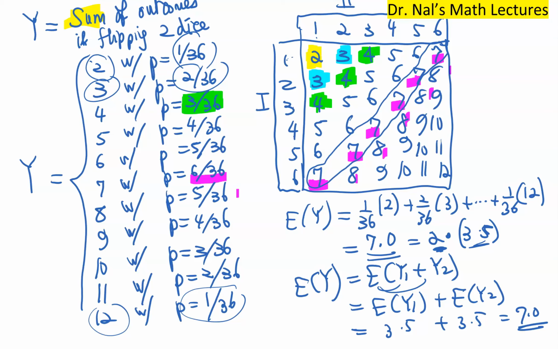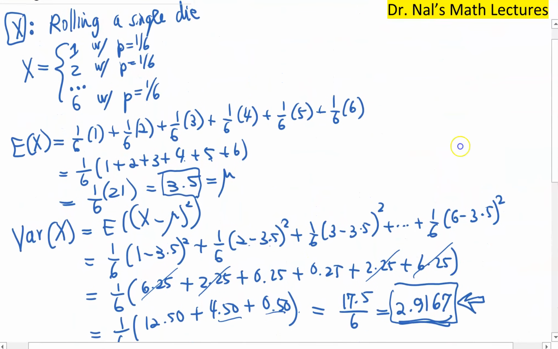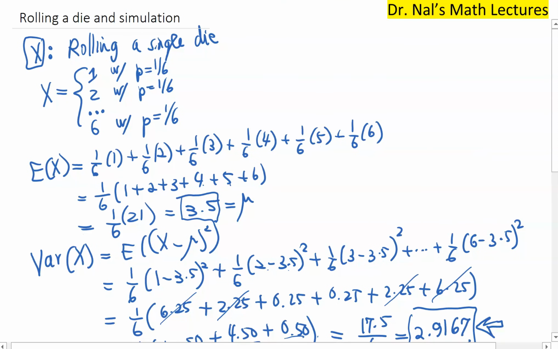Now what I wanna do is to do some random experiments using a feature called simulation. I will randomly generate numbers. I'm not gonna do it for 2 dice, I'm just gonna do it for the 1 die case. All right, so we are rolling a single die. I'm gonna roll a single die 4,000 times.